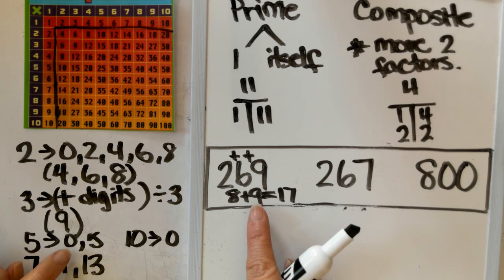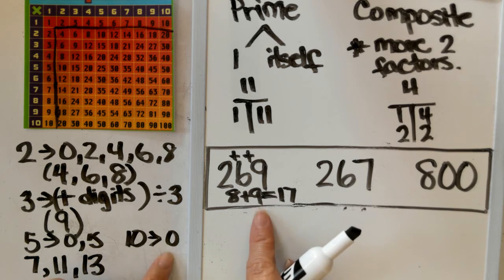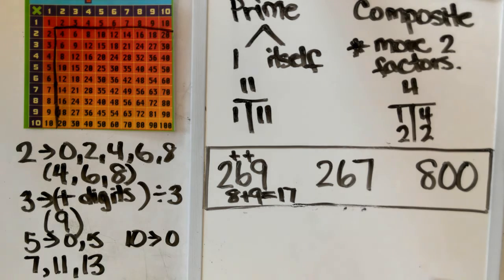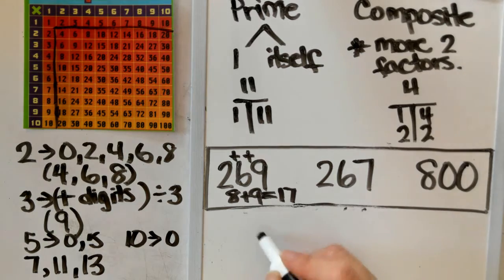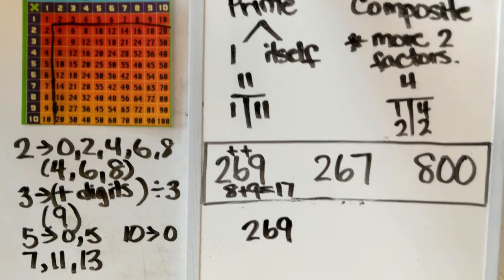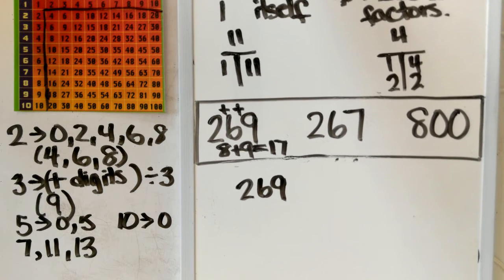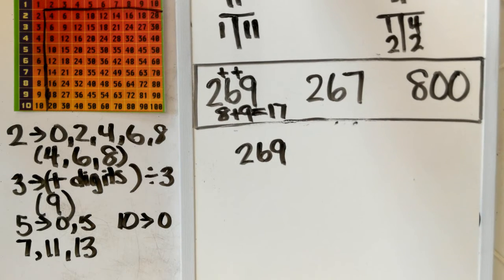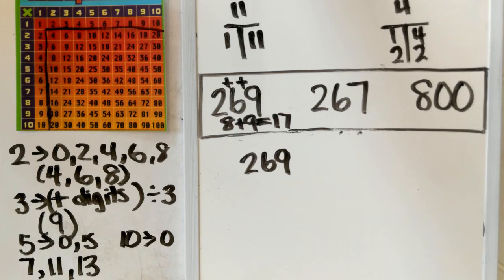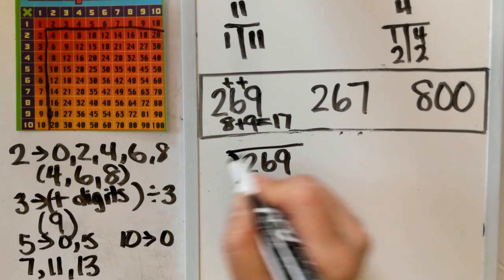It doesn't end in a 5 or a 0, so it's not divisible by 5, and it is not divisible by 10 because it doesn't end in 0. So let's see if it is divisible by 7. So I will have to divide. Okay, I will take this number. Sorry, I'm going to move this so I can show you the work. And I will divide it by 7.